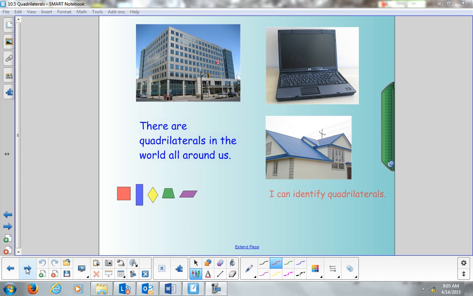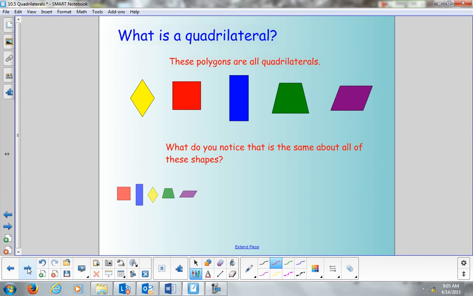All right, so there are quadrilaterals all around us in the world, okay? Quadrilaterals are these things. You'll recognize most of them from kindergarten. So you can see that there's shapes everywhere. All right, so quadrilaterals are polygons, which is multiple sided shapes, and these are all quadrilaterals. Okay, so quad means 4, laterals means sides. Quadrilateral has how many sides? 4. Good.